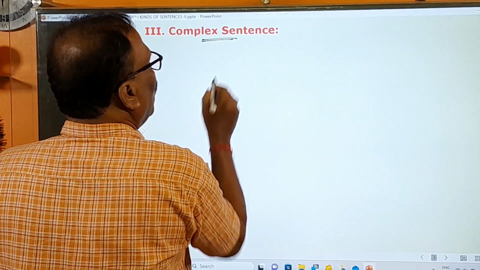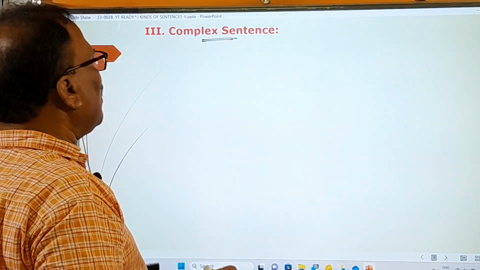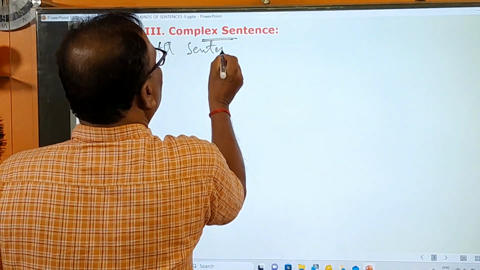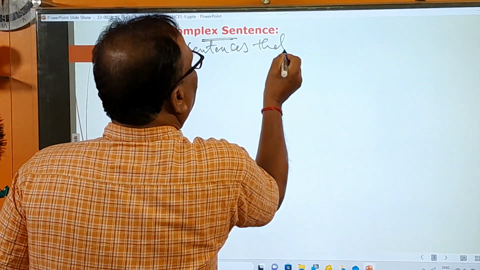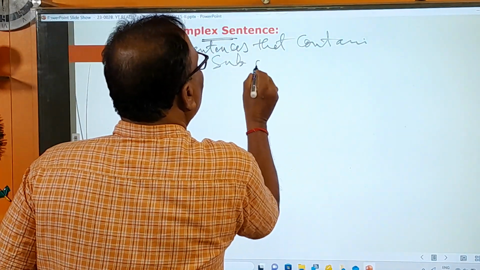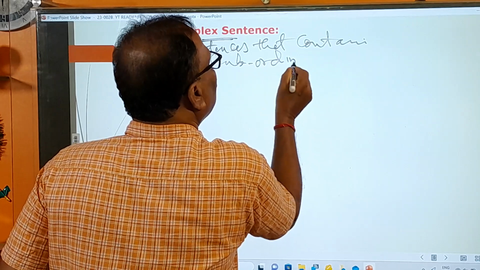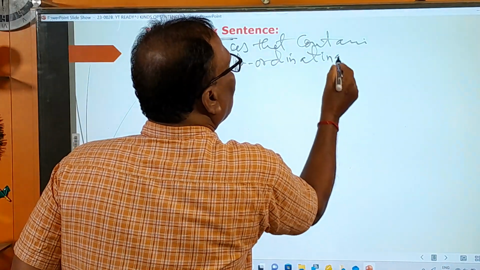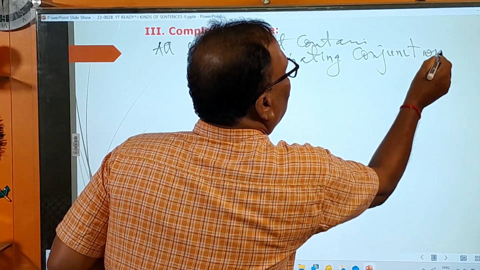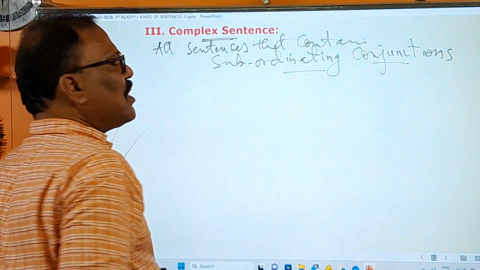Complex sentences are there. What are complex sentences? Complex sentences means all sentences that contain subordinating conjunctions.